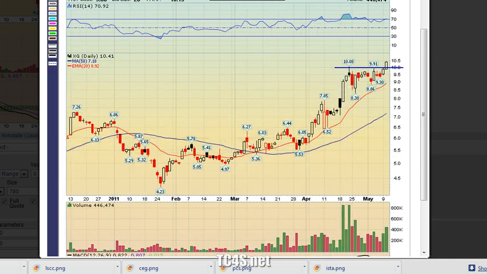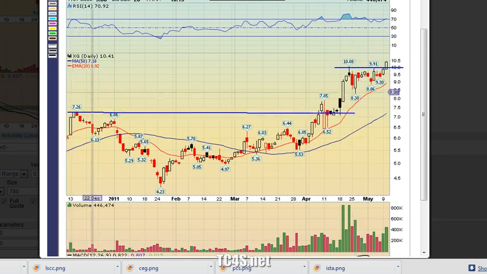You can see how it broke out from a nice little pattern here, a nice little base. There's a nice little rounding base here. The stock broke out above 7, that 7.50 area, and it took off. But for me, what I was interested in was this pattern over here as it was approaching the $10 mark.